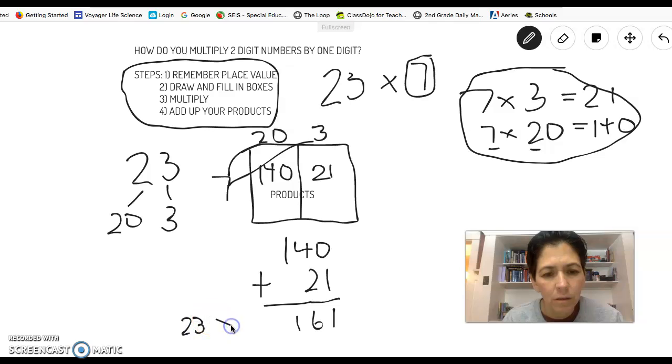23 times 7 equals 161. Okay? All right, so again, we're going to do our place value, draw and fill in the boxes, multiply, and then add up the products.